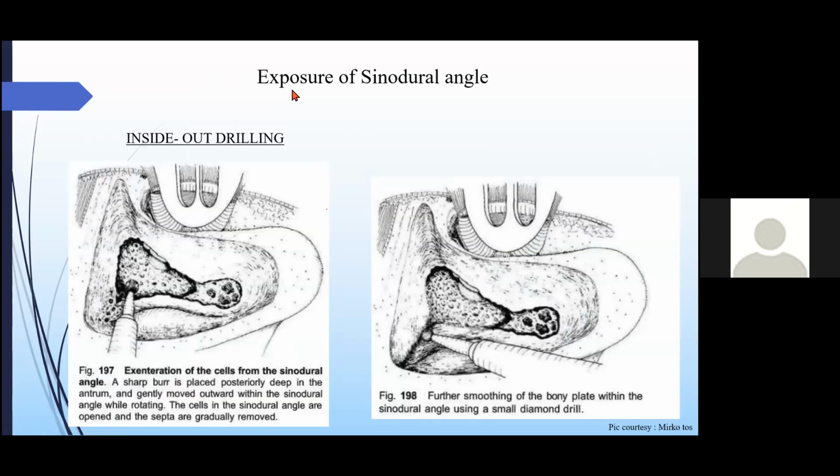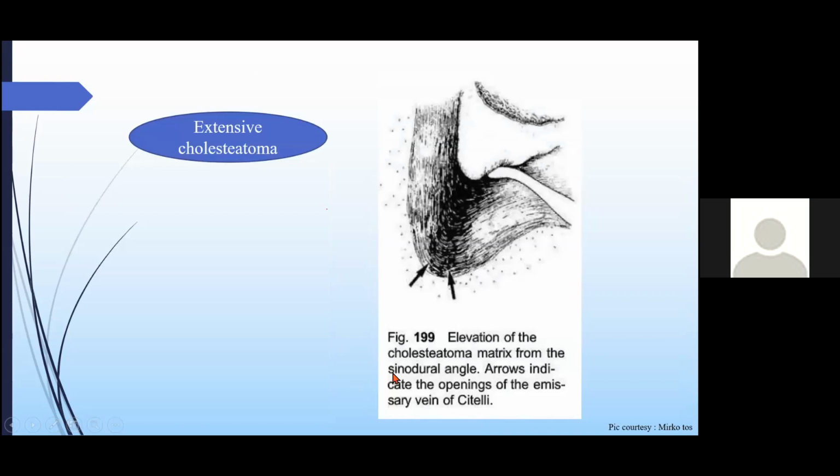Disease from the sinodural angle is not always required to be cleared unless it's a cholesteatoma or an aggressive disease like that. So usually these cells are very small in size, and inside out drilling with a small cutting burr is sufficient to clear the disease, and further smoothing can help to clear the sinodural angle. The most important structure, the superior petrosal sinus, which is lying in relation to this, is usually not involved. But one has to be careful about the vessels like the emissary veins, which are there in the angle.